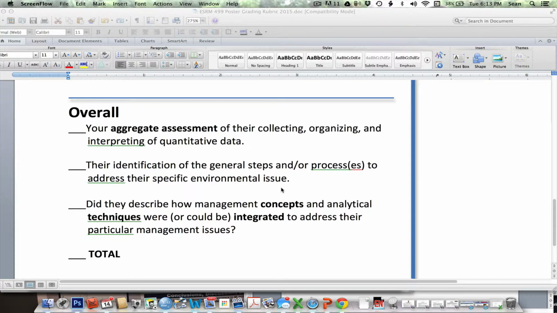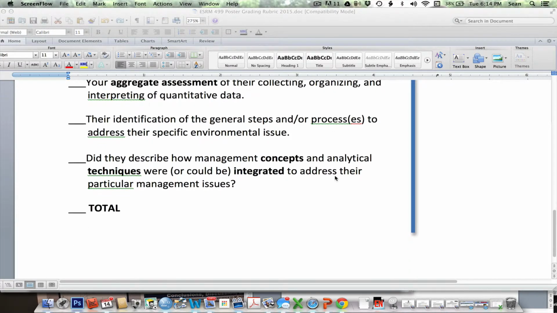So what was the overall takeaway? As this judge walks away from your poster, was it really fantastically well done? Was it okay? Was it poorly done? Then there's the general approach that you took and the processes you followed throughout the entirety of your capstone. And then lastly, did you lay out the management concepts, and was the application of this really clear?